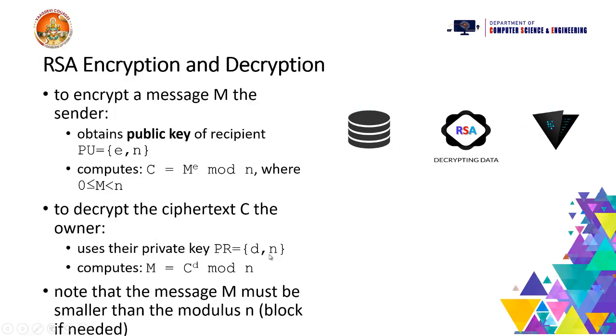By using this private key, we are going to decrypt the message. If we decrypt the ciphertext, we will get plaintext message M. To generate M, we perform this operation: C to the power of decryption key D mod N. Here the message must be less than N. By using these two equations, we are going to perform encryption and decryption.